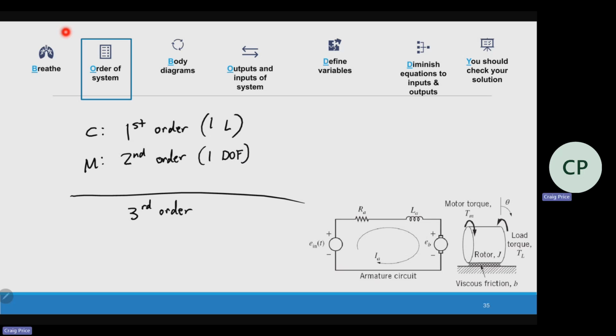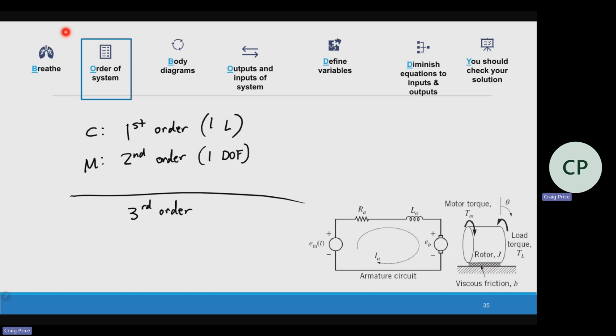No one actually answered. We just add them together. So in total, it's a third order system. We're really just going to look at them separately. I'm going to make a model for the circuit and a model for the mechanical part. We're not going to really combine them, but they do affect each other.